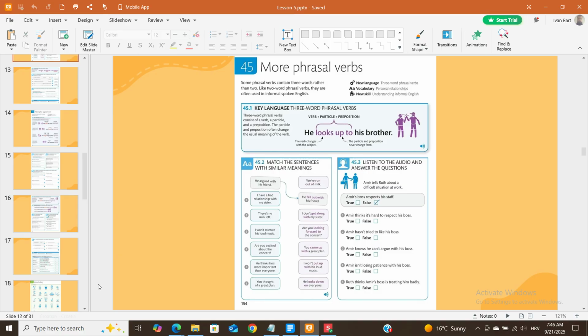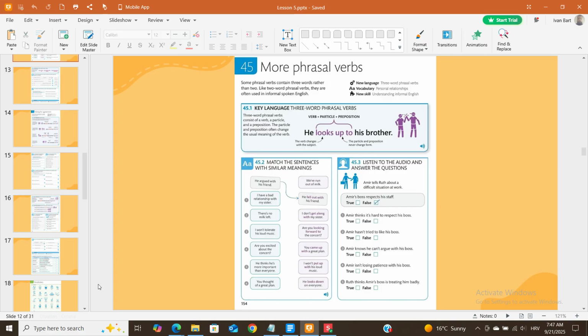45.1 Key language: three-word phrasal verbs. Three-word phrasal verbs consist of a verb, a particle, and a preposition. The particle and preposition often change the usual meaning of the verb. New skill: understanding informal English. Verb plus particle plus preposition: "He looks up to his brother." The verb changes with the subject. The particle and preposition never change form.